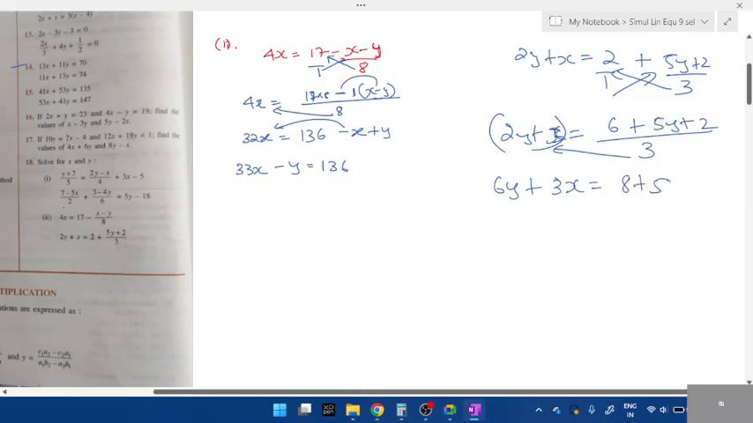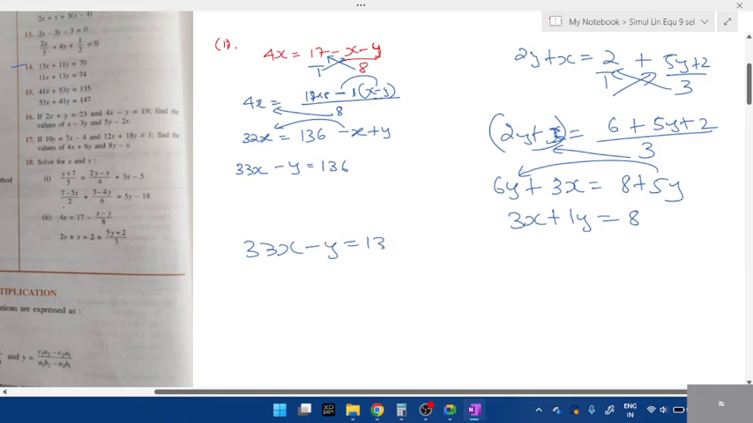You should keep solving. As we move to the next step, you have to solve. What is 6y? 1 minute. This 5 goes to the other side, becomes minus. 6 minus 5 is how much? So 3x remains as it is, plus 1y is equal to a. Now solve these two.